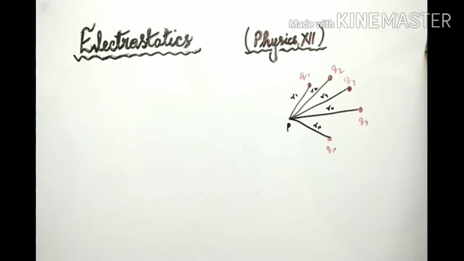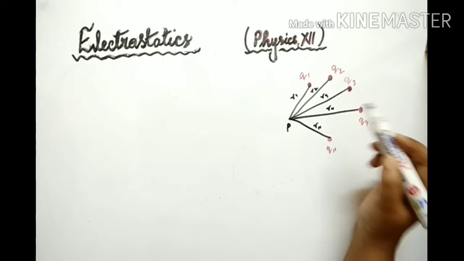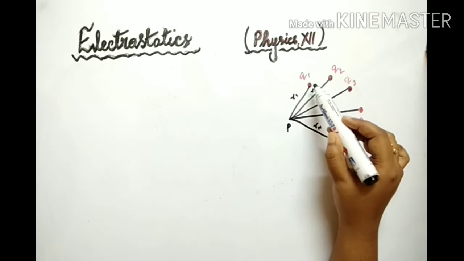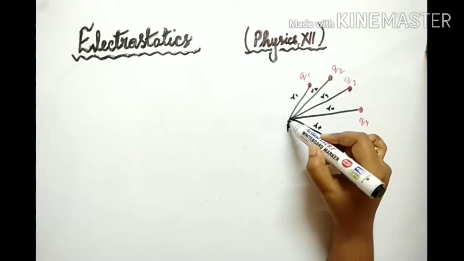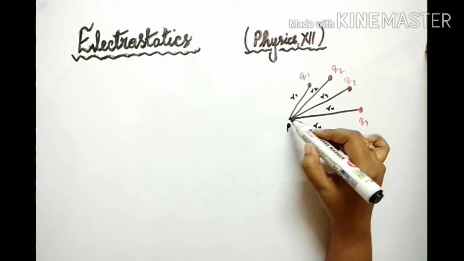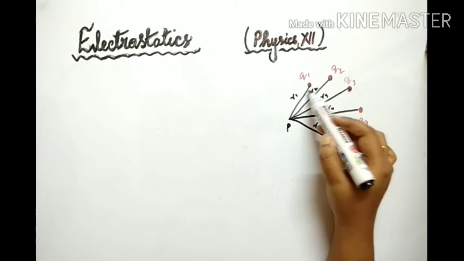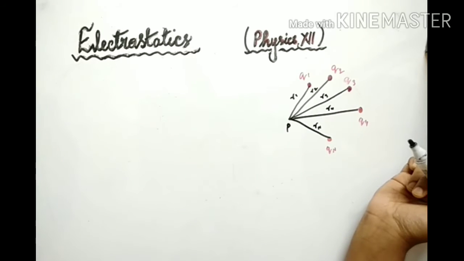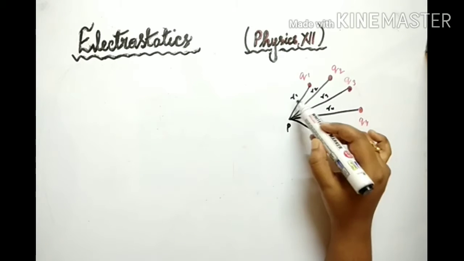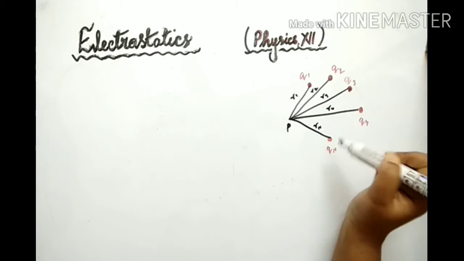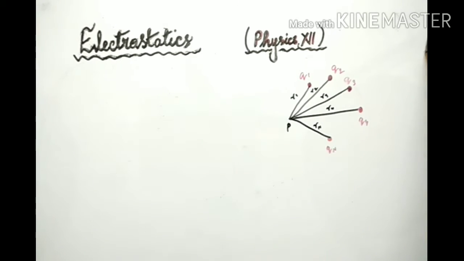So, for today's topic, we have to draw a diagram like this. Where you can see there are a number of charges Q1, Q2, Q3, Q4, Q5, and there is a point P. So you have to find out the electric potential at this point P due to all these point charges. And these are at respective distances R1, R2, R3, R4 and Qn charge to be at a distance of Rn from the point P.